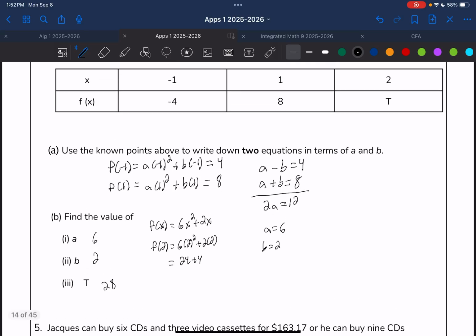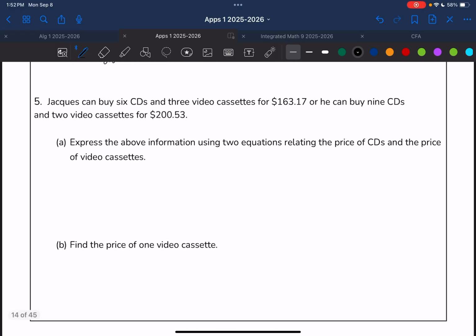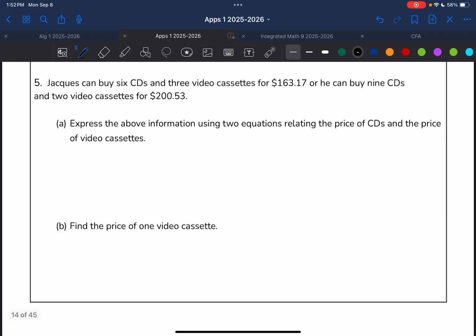All right. And down here, once again, we need to construct a system. So we have Jaquez is buying 6 CDs and 3 video cassettes for $163.17. You can also buy 9 CDs and 2 video cassettes for $253. All right, so let's let X be the number of CDs, and let's let Y be the number of video cassettes.